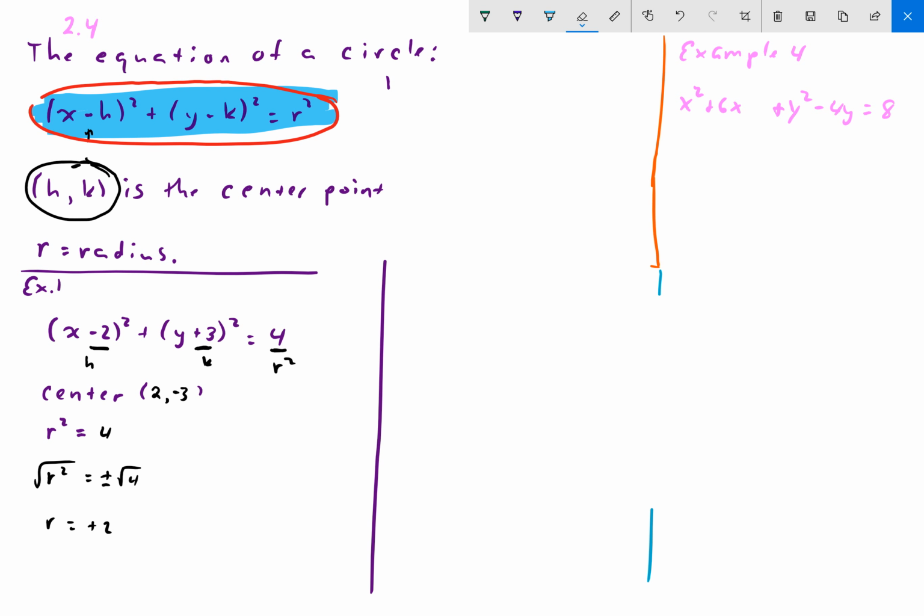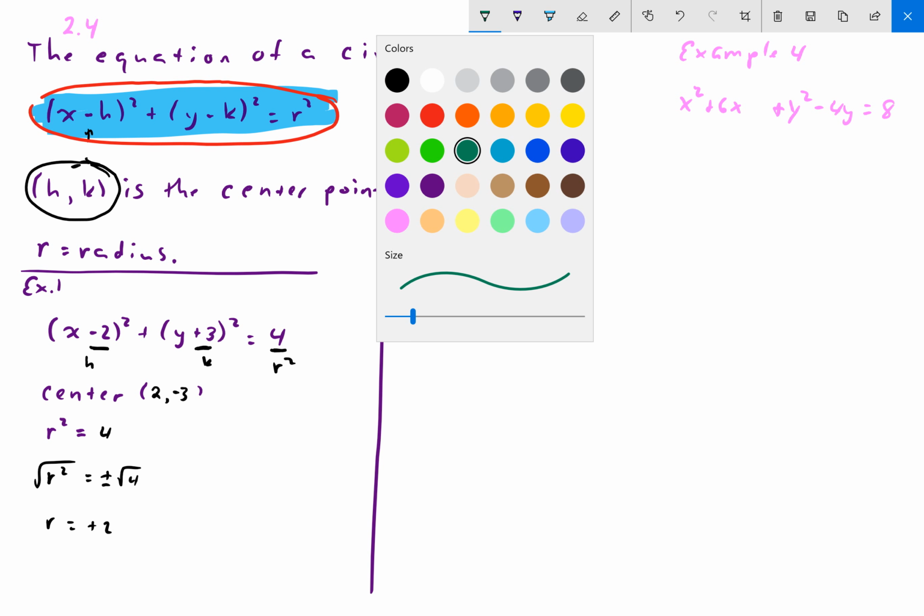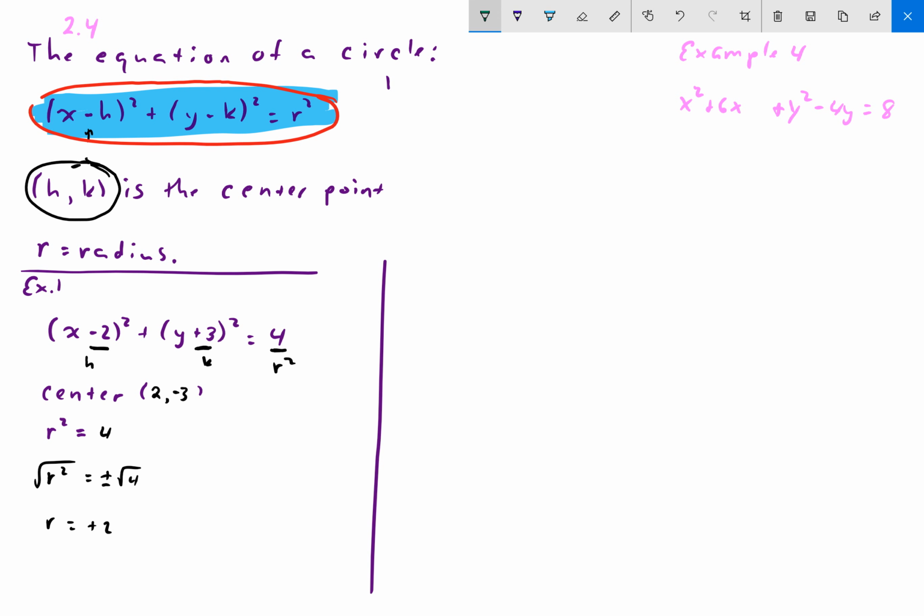Alright, so what I really need is for it to be more in the form like x minus h quantity squared. So what I'm going to do is take half of b. I'm going to identify the b for both x and y. So here my b is 6. The coefficient of x is 6. And here, my coefficient of y is -4. And I'm going to do b over 2, which is 3. And this is going to be b over 2, which is -2.